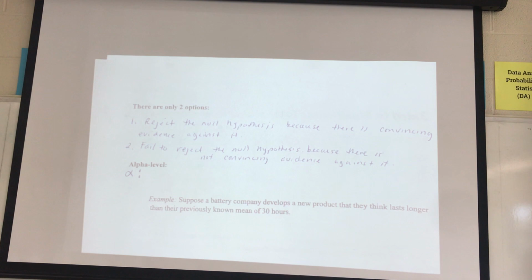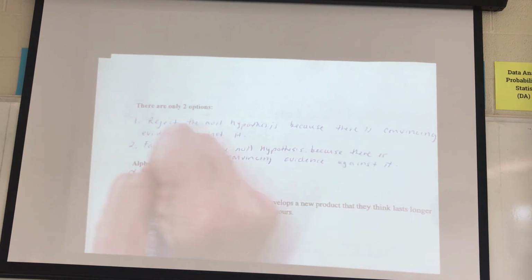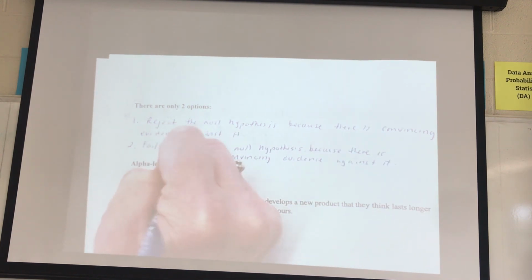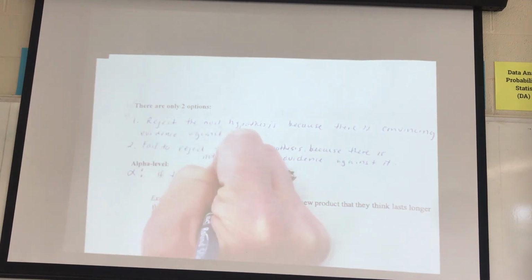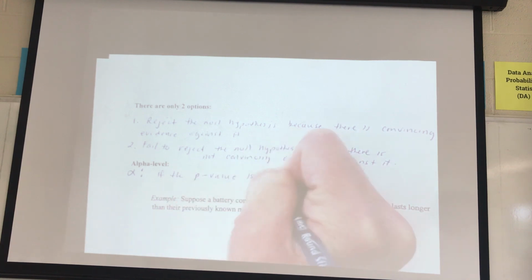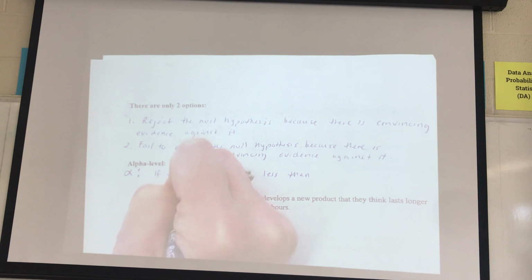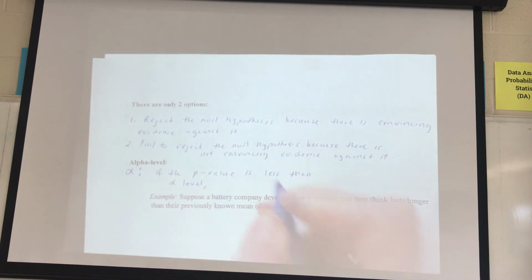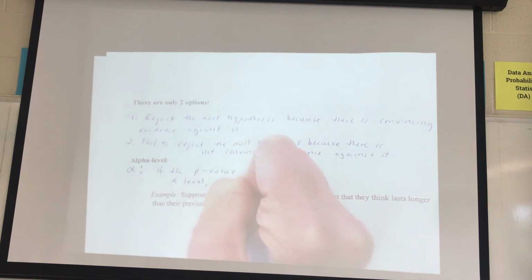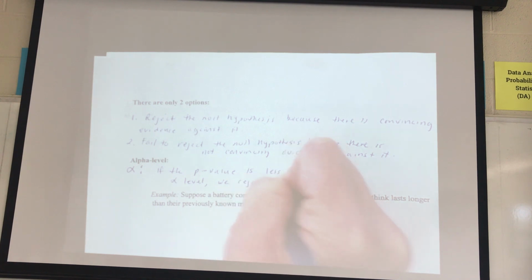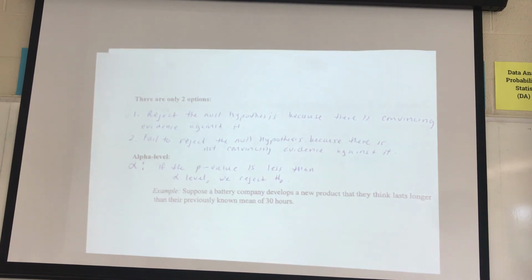A typical alpha level is 0.05, but it could be 0.10, it could be 0.01. The stronger evidence you want against your claim, you would want to make your alpha level smaller. So what we're going to do is say if the p-value is less than the predetermined alpha level, we reject the null hypothesis.